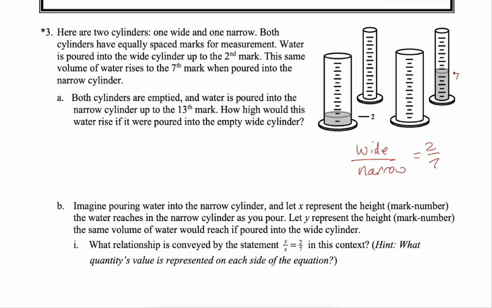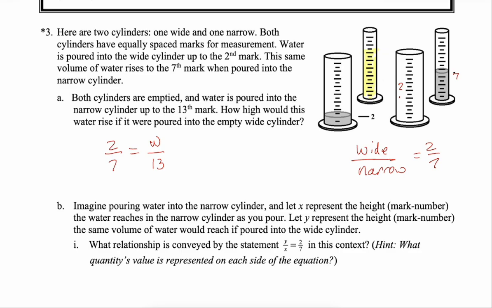So whatever relationship you held, that's the one you're going to do. So if wide over narrow is always 2/7, remember we stuck 13 into the narrow. So, wherever 13 is here, 1, 2, 3, 4, 5, 6, 7, 8, 9, 10, 11, 12, 13. We're asking how much has to go into the wide that would be proportional. So the narrow goes in the bottom, the wide goes in the top. So I'm going to make that a W for that. Okay.